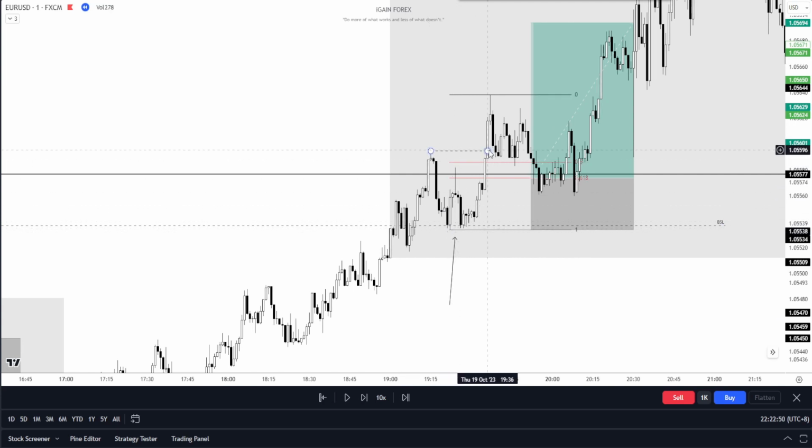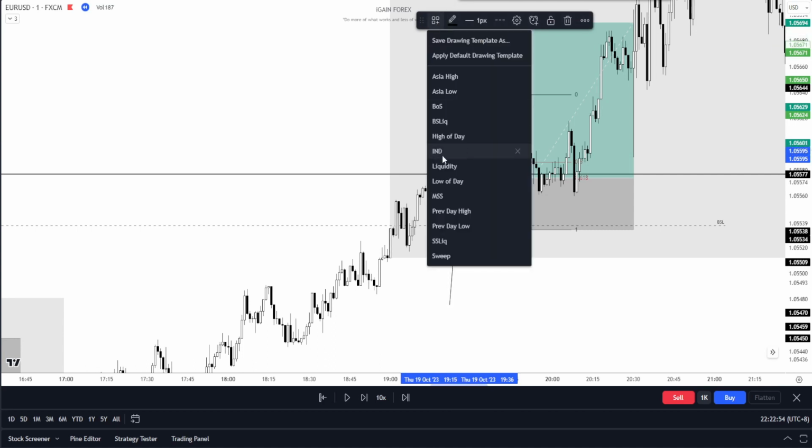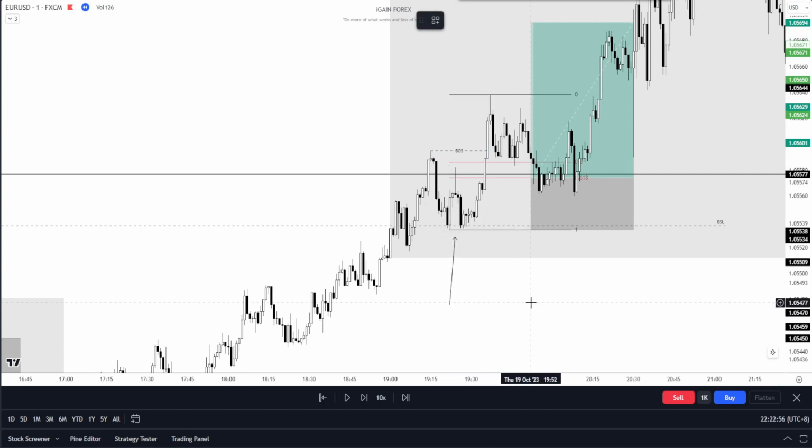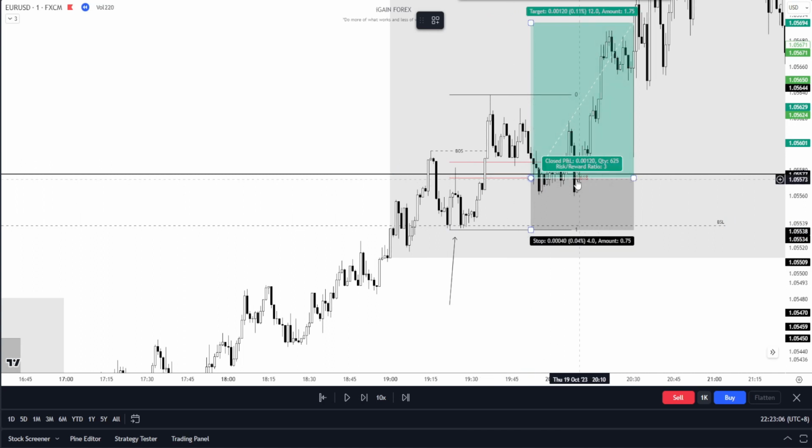So we have here this shift or the break of structure. Again, I use this Fibonacci to enter at this optimal trade entry, the 0.618, and then target this 1:3 risk reward ratio again.